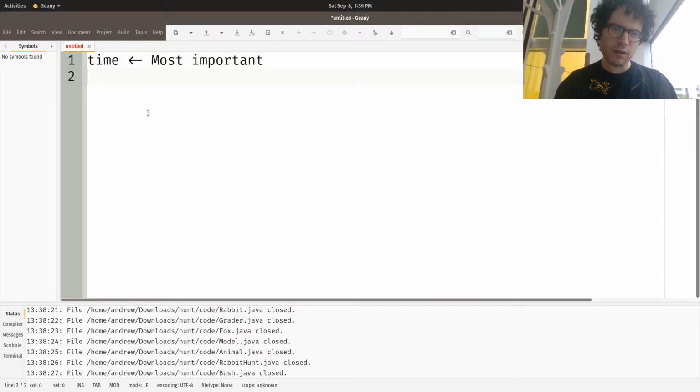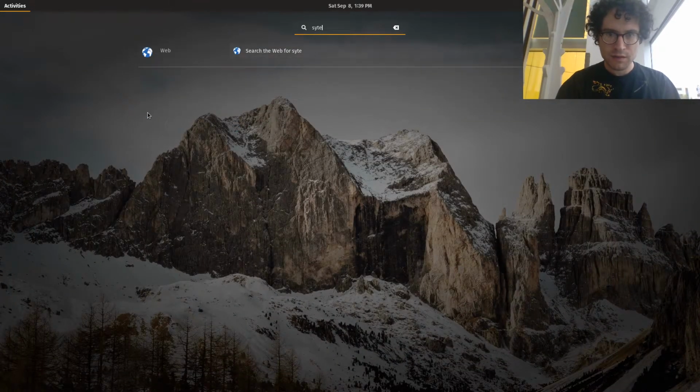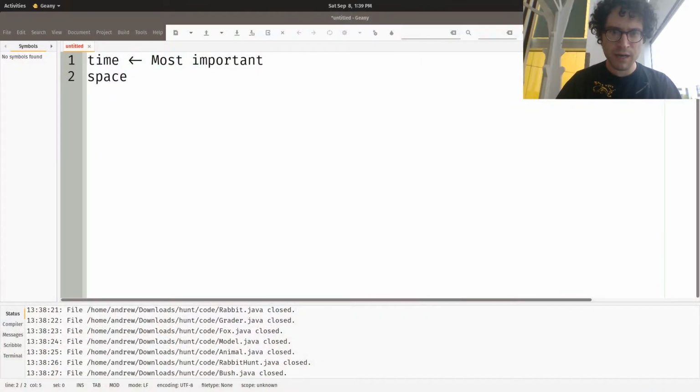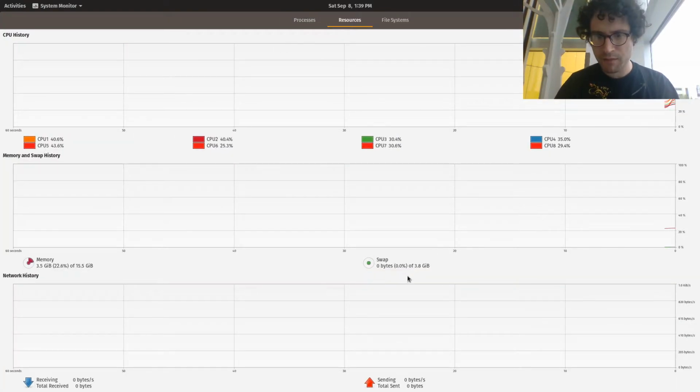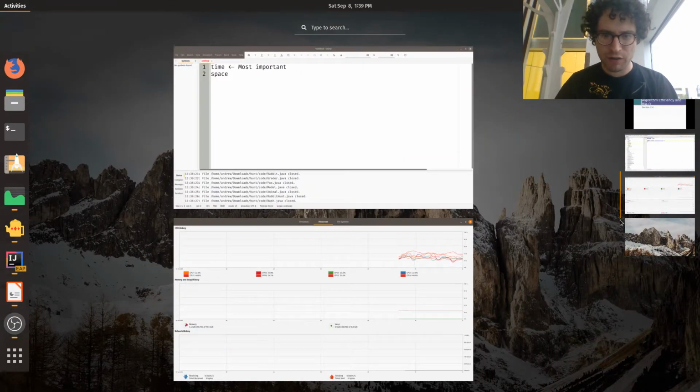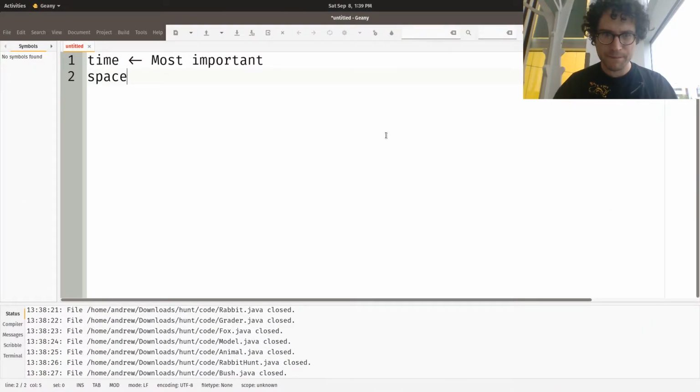Okay. Another resource that programs can use up is space. Let me show you. System monitor. I can open up this thing. Right here I am, and it says that I am using 3.5 gigabytes. My program is using up space. My operating system here is using up space on my computer. Okay, so space. And that used to be a lot more important, and it still is quite important, but we'll get into that.